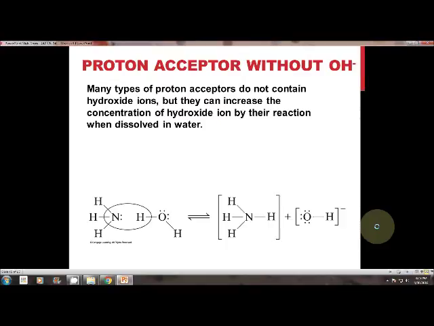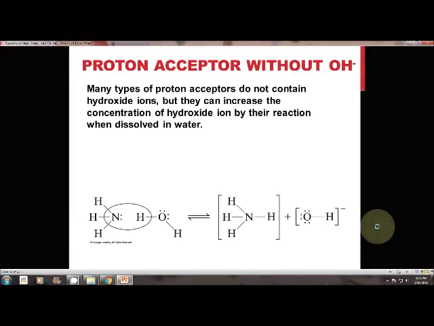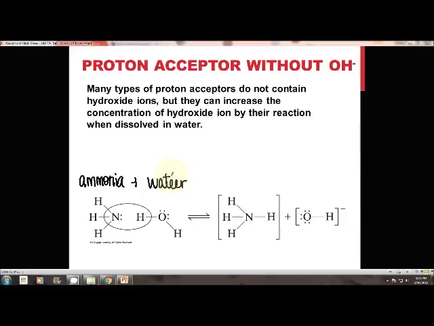We can't have proton acceptors without the OH, right? So many types of proton acceptors don't actually have the OHs, but they can increase the concentration of hydroxide ion by the reaction because they're going to be dissolved in water. So this, for example, is ammonia with water. So if you want to label, the NH3 is ammonia, plus the water, and that makes the ammonium ion and a hydroxide.